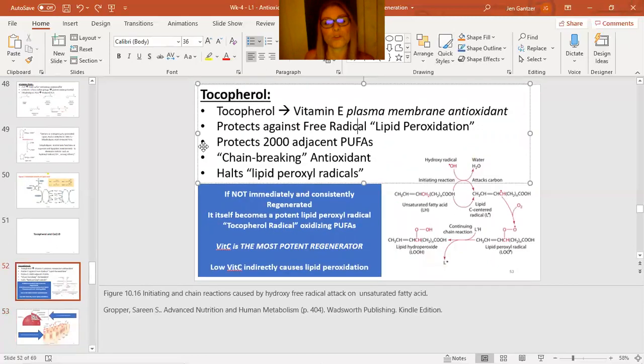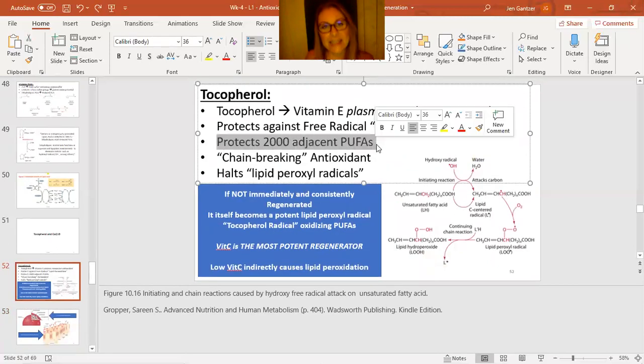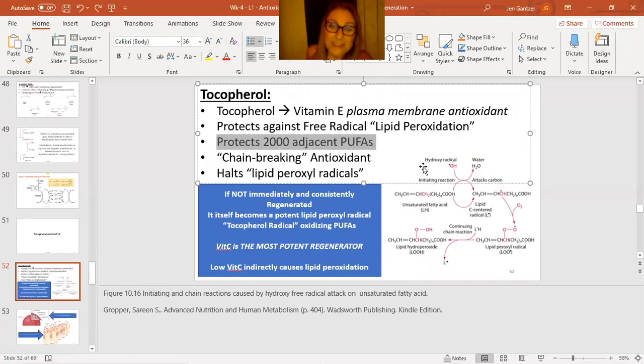Now, this is cool. You have to know this. Vitamin E participates in 2,000 adjacent PUFA protective antioxidant redox reactions. One vitamin E in the plasma membrane can protect 2,000 phospholipids in a chain. That's phenomenal. That's why vitamin E is really important.